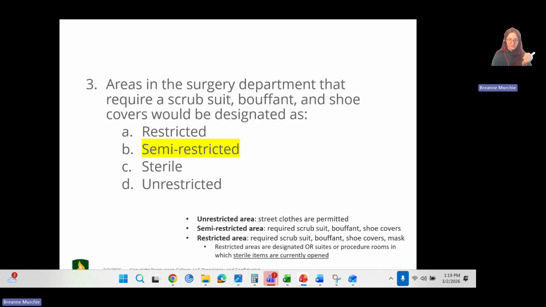So A and C are essentially the same. But restricted areas are going to be for OR suites or procedure rooms where sterile items are currently actually opened physically. So if the OR doesn't have any surgeries running and you've ever seen anybody in the OR that doesn't have anything open without a mask on, it should still be a restricted area. I'm not trying to confuse anybody, but that's the real distinction there between restricted and semi-restricted. It's to keep infection control as strict as possible for open, sterile fields.